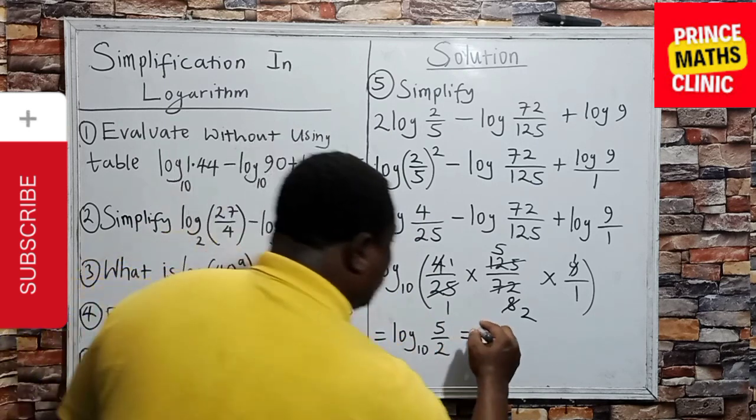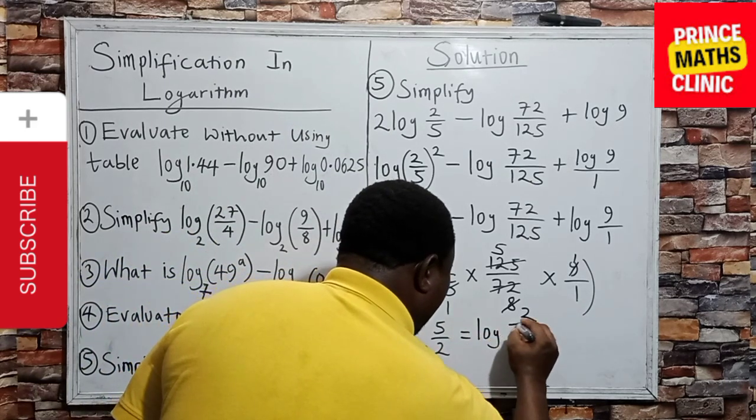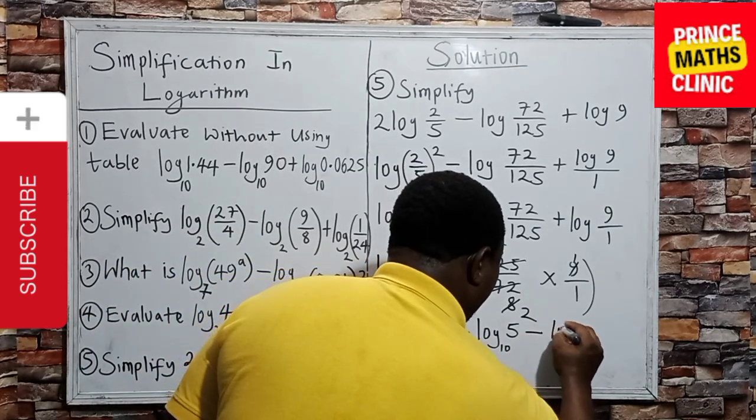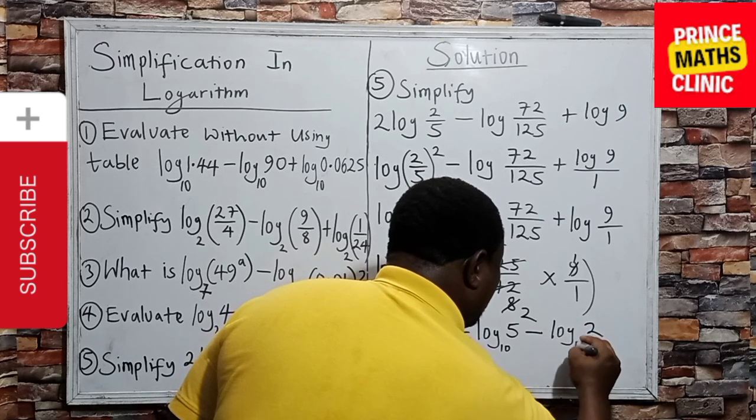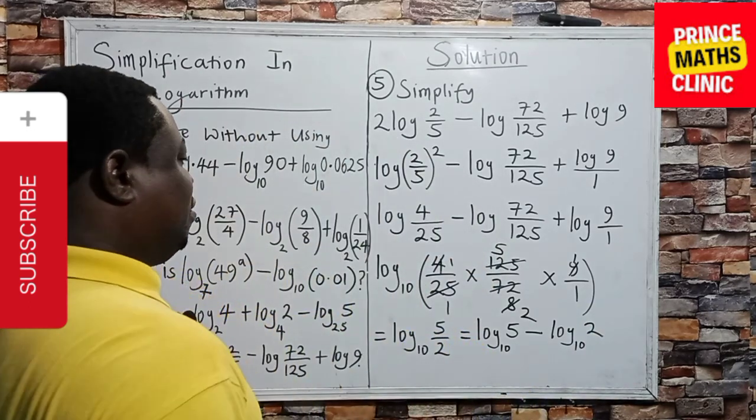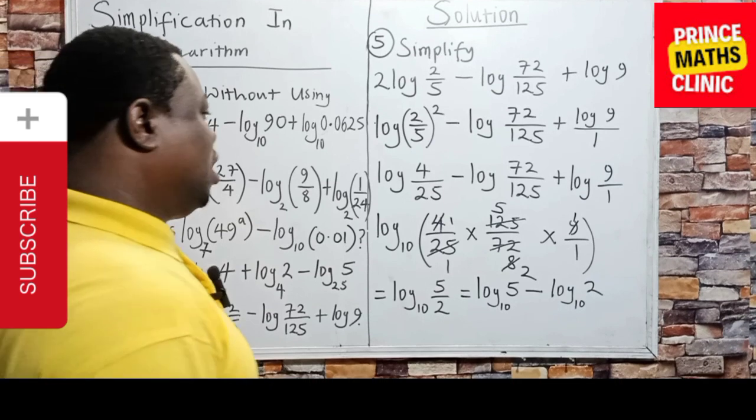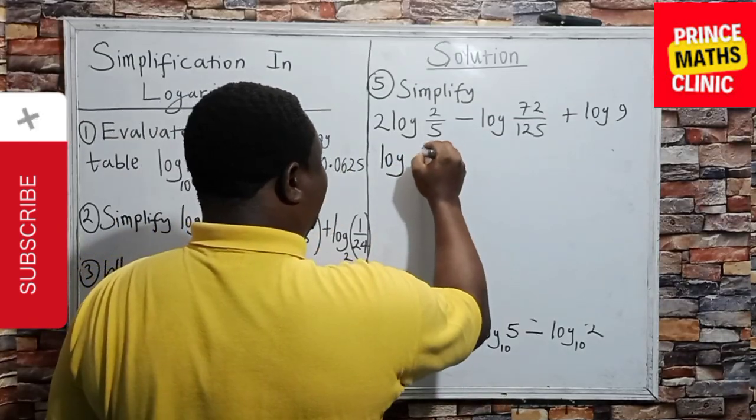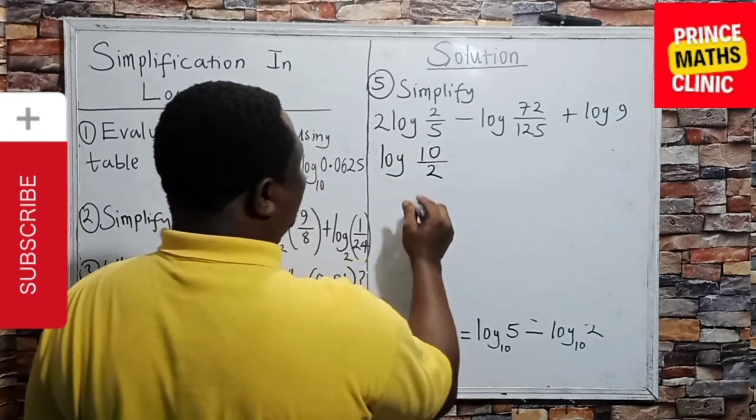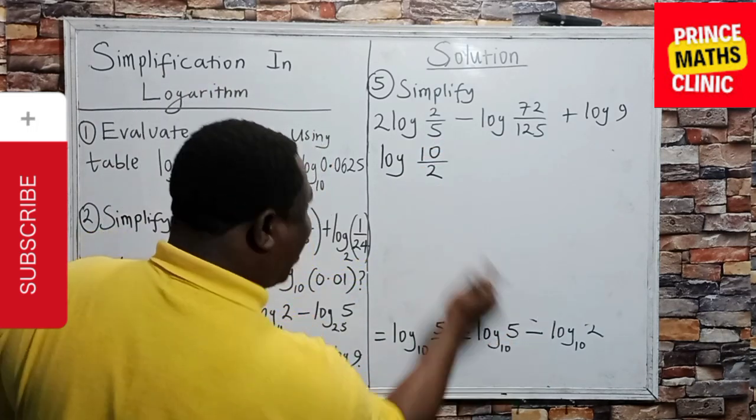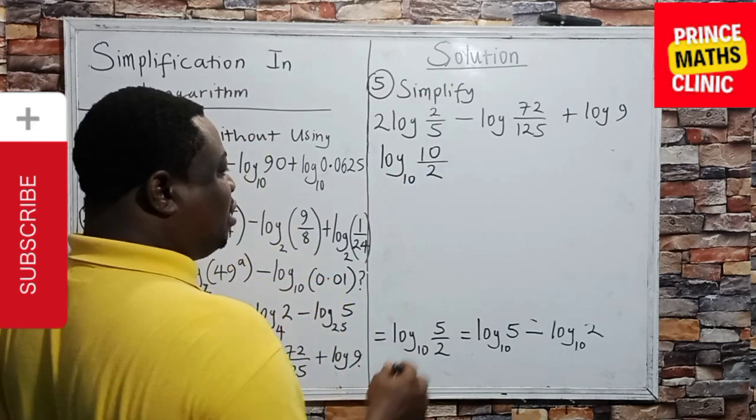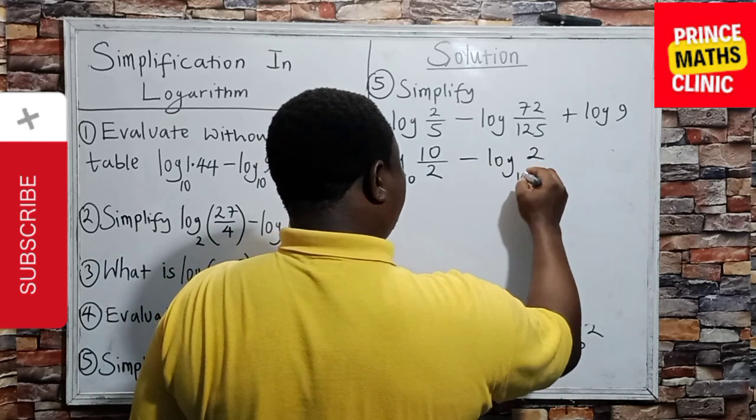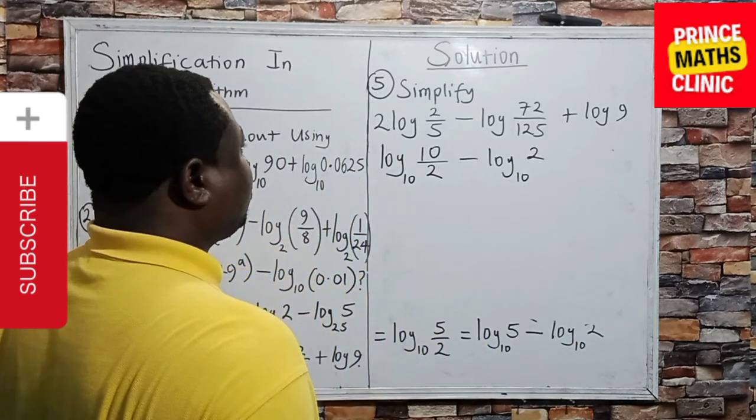This 5 over 2, going by the laws of logarithm, can become log 5 base 10 minus log of 2 base 10. Log of 5 base 10 can be written like this: log 10 divided by 2 is still 5, base 10. Then minus log of 2 base 10.